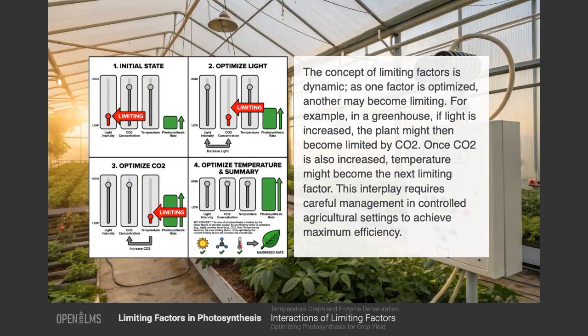The concept of limiting factors is dynamic. As one factor is optimized, another may become limiting. For example, in a greenhouse, if light is increased, the plant might then become limited by CO2. Once CO2 is also increased, temperature might become the next limiting factor. This interplay requires careful management in controlled agricultural settings to achieve maximum efficiency.